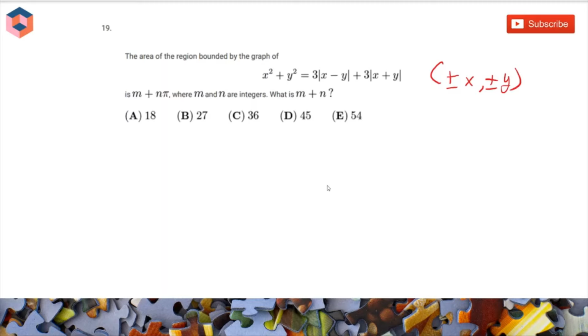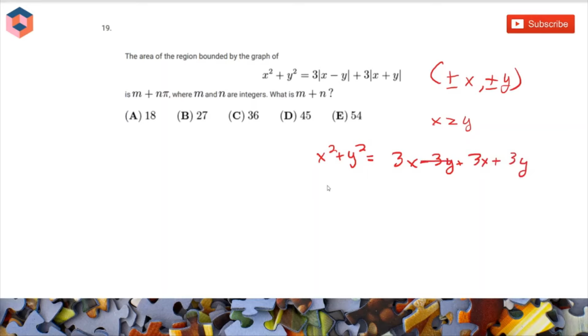So there's two possible cases. Either x is greater than y. If x is greater than y, we get x squared plus y squared is equal to 3x minus 3y, since x minus y would then be positive, plus x plus y is always positive if x and y are both positive. So that will give us 3x plus 3y.